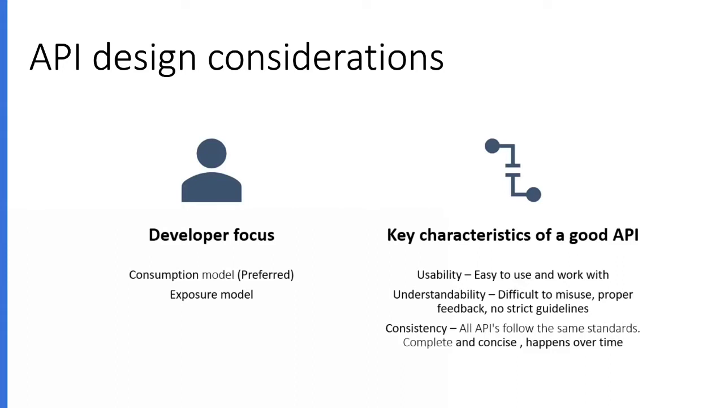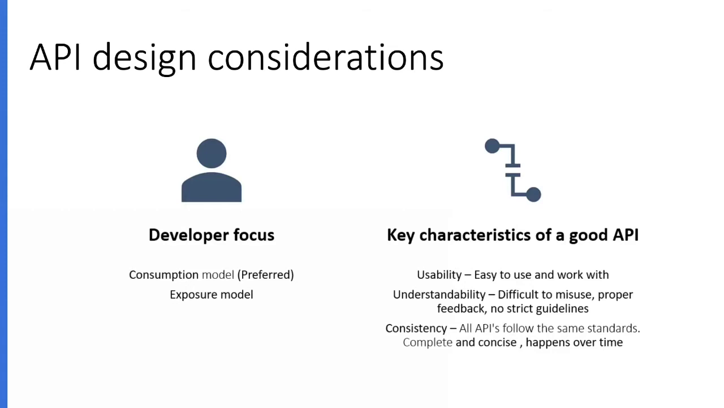There are two ways in which you can think about design here, right? One is the consumption model, which is a top-down approach where you have the customer in mind and design APIs for them. And then you have an exposure model wherein you have data available in your organization and you want to expose the data and then eventually meet the needs of your customer, which is the developer here.